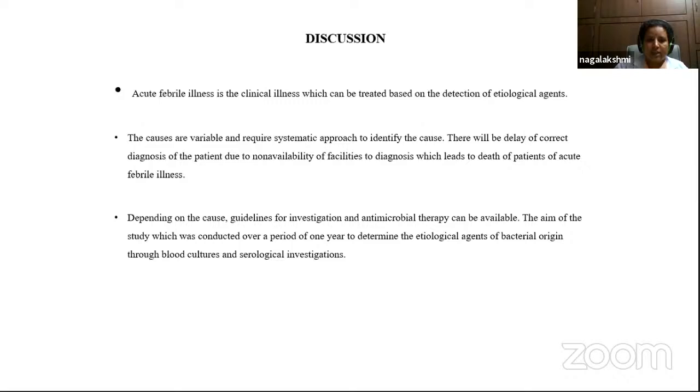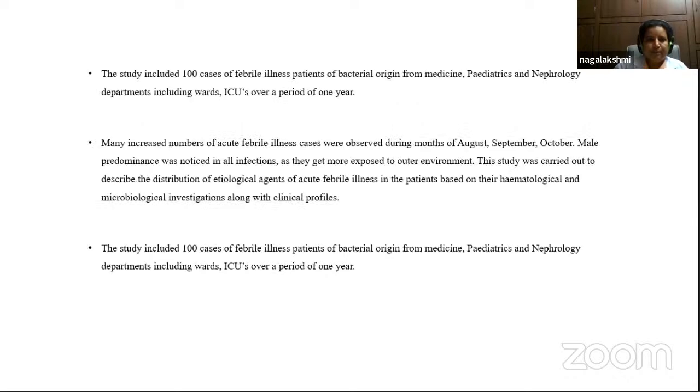The aim of the study, conducted over a period of 1 year, was to determine the etiological agents of bacterial origin through blood culture and serological investigations. The study included 100 cases of febrile patients of bacterial origin from medicine, pediatrics, and nephrology departments, including wards and ICUs, over a period of 1 year.